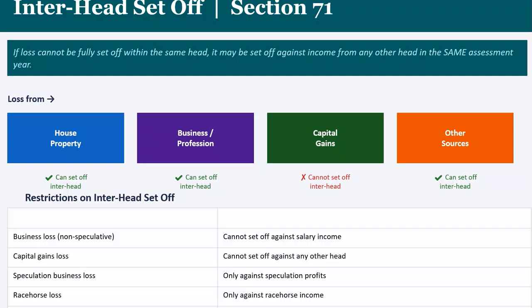Further, house property loss can be set off against any other income during the year, and then it can be carried forward to the further years. However, there is a limit on inter-head set-off of 2 lakh rupees in case of house property loss. For example, if the income from salary is 2 lakhs and the loss from house property is 3 lakhs, then only 2 lakhs of loss can be set off during the current year. The remaining 1 lakh of loss has to be carried forward.